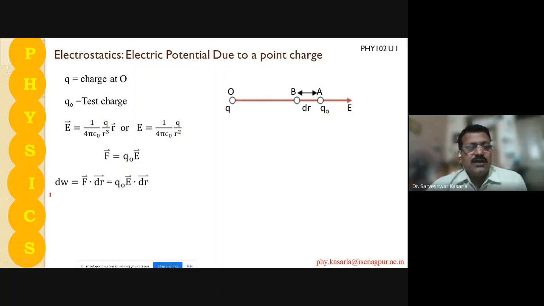So here work done will be force into displacement. Here there is a small displacement dr. So the work done in bringing that test charge from A to B is equal to force into displacement, that is equal to q0 into E into dr. So that will be equal to, you know the dot product, q0 E dr cos theta. As we know, here the angle is 0.